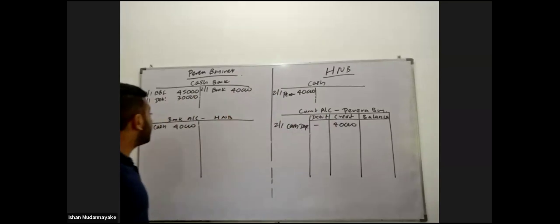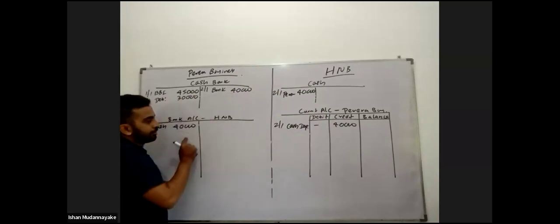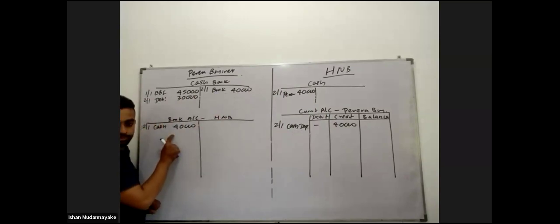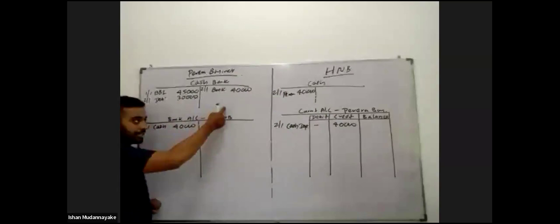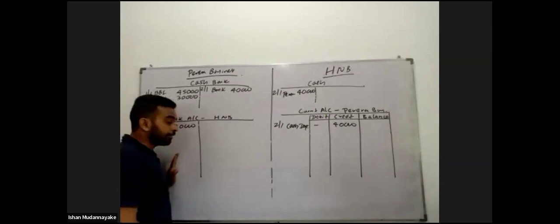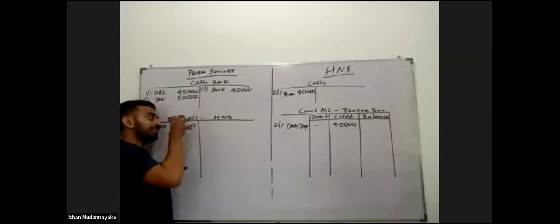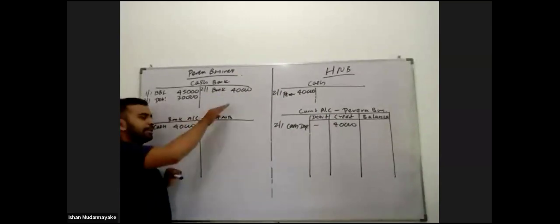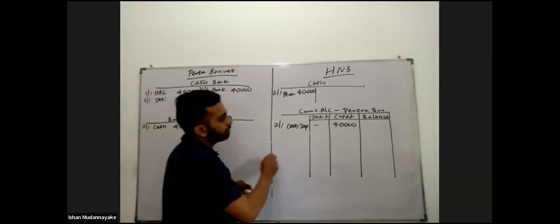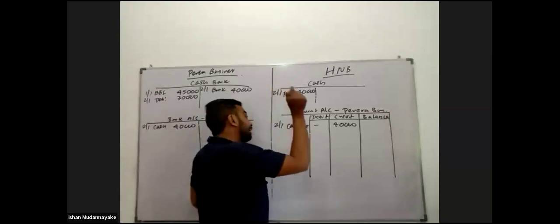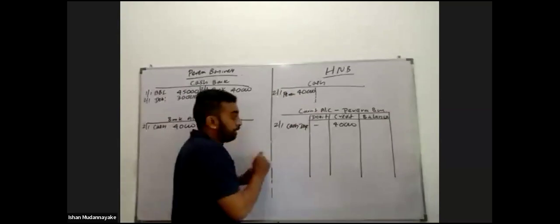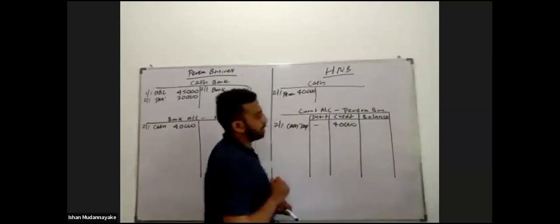Now, this 40,000 deposited cash is decreasing the cash asset and increasing the bank asset. When you deposited 40,000 in HDFC Bank, an asset increases in the business, and on the other side an asset decreases. But for the HDFC Bank, an asset increased by 40,000 and a liability increased by 40,000. Liability increase. Right.